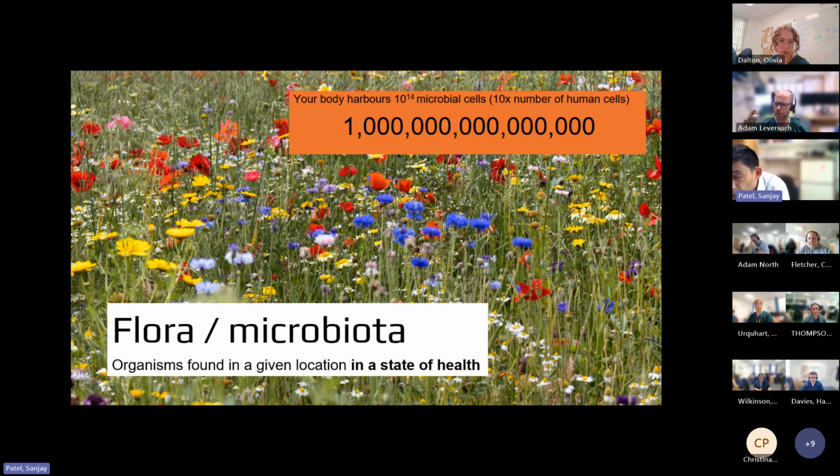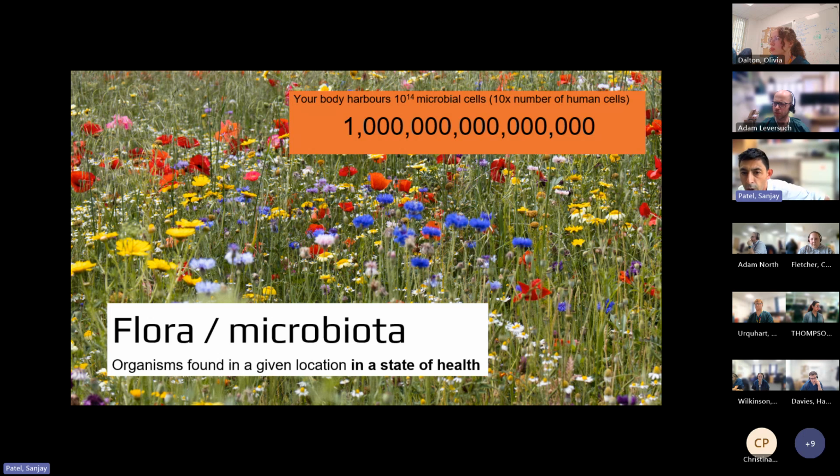If you actually counted up all the microbial cells in your body, microbial cells is bacterial cells plus others, but predominantly bacterial cells, you've got more bacterial cells than human cells. And so that can't be done by accident. There has to be a reason why we've got so many bacterial cells within us, and that's because that mix of bacteria clearly helps with certain processes in our body.